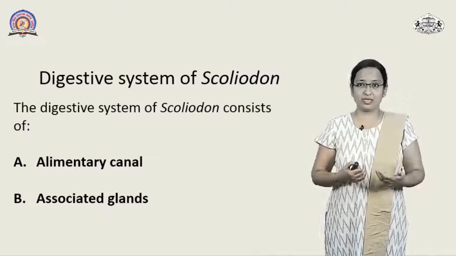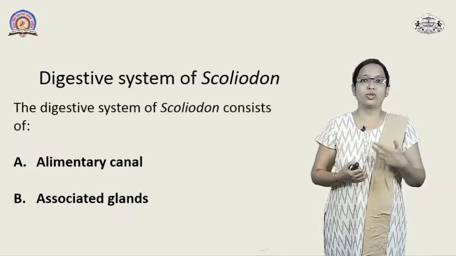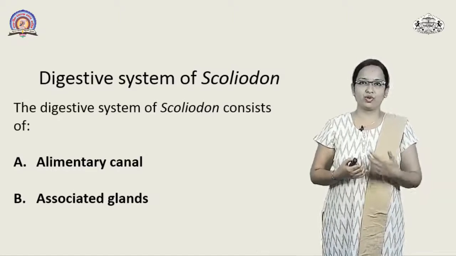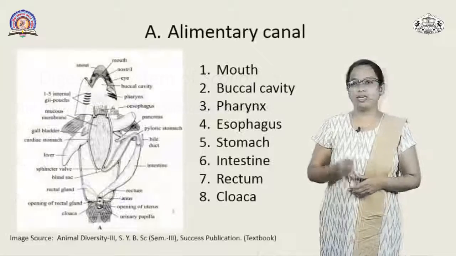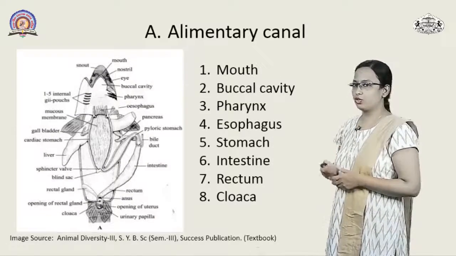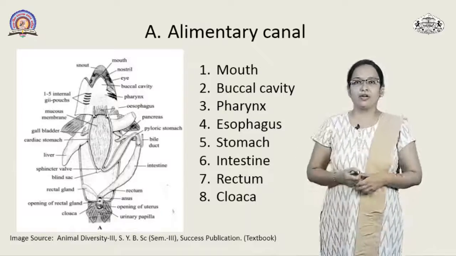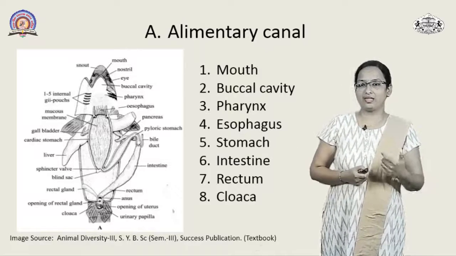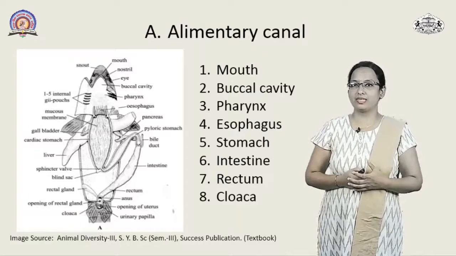So the second head that we will be studying is associated glands. Now what are these associated glands? These are the glands that are going to help or aid in the digestion of the scoliodon. Now let's begin with the first part, which is going to be alimentary canal. When we talk about the alimentary canal, there are a few structures that will be present in it. Let's see what those are.